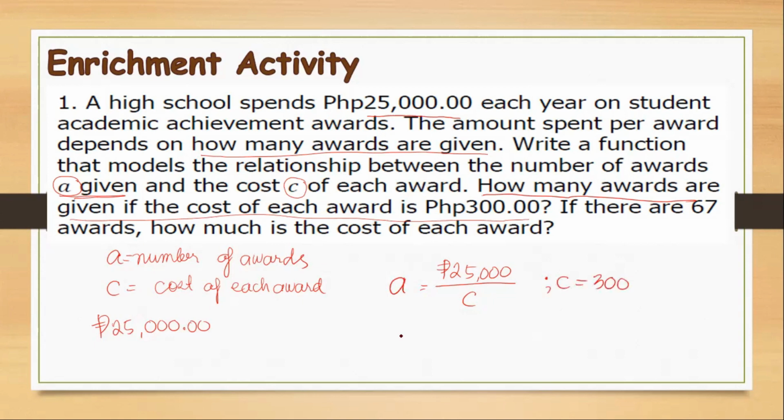And next one, we have how much is the cost of award if there are 67 awards. So if there are 67 awards, we are solving for the cost. That will be 25,000 divided by A, where your A is equal to 67. Okay, so that's it. You can try to solve that and find the final answer.